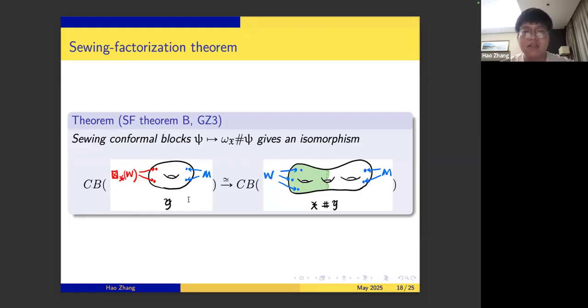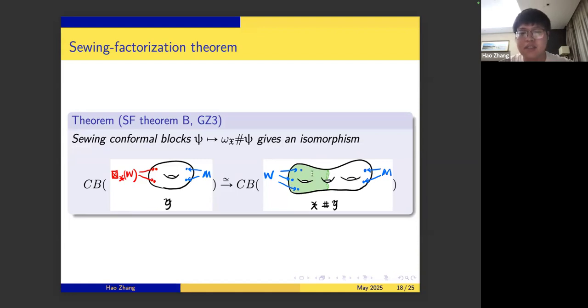And the isomorphism is given by the sewing of the canonical conformal block. And this also builds a relationship between the higher genus conformal block and the lower genus conformal block. You can simply memorize this sewing-factorization theorem by seeing the higher genus picture.